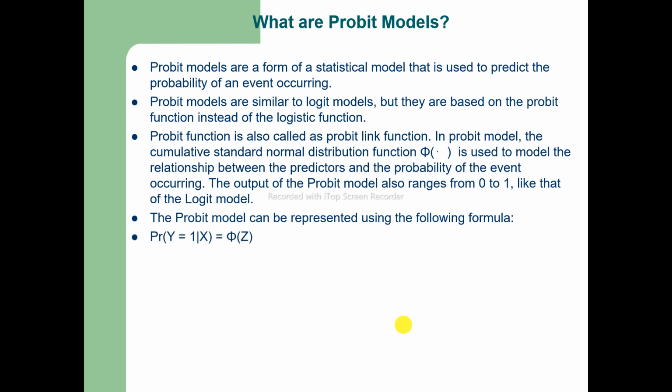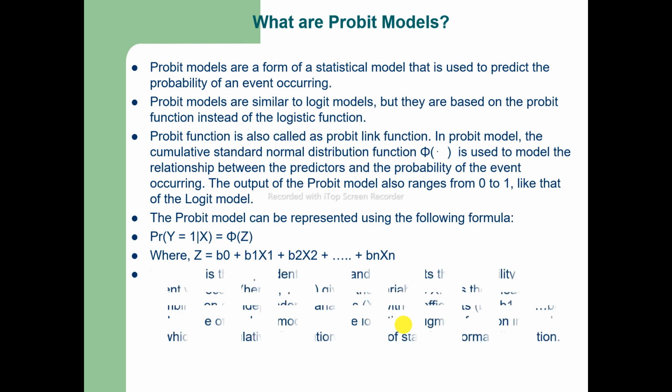When probability of y is equal to 1 given x is some function of z, where z is the linear combination of the independent variables. And remember again, in both cases, that is in Logit models and in Probit models, we don't write an error term at the end of the model, because the dependent variable here is not simply a variable, but it's a link function, and that is the log of odds.